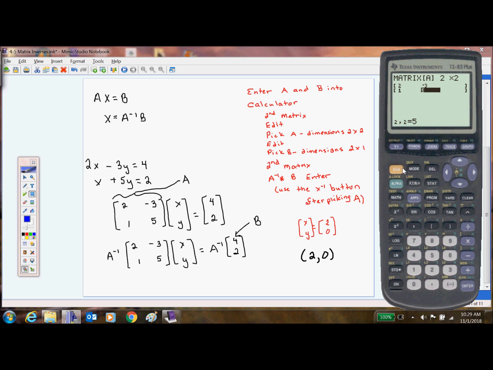And then we can go back out. We can go to matrix again, and then we can edit our second matrix. So we go down to matrix B. Matrix B here is how many by how many? 2 by 1. So we put in 2 by 1. And we enter our two numbers into that. So we're entering in 4 and 2.